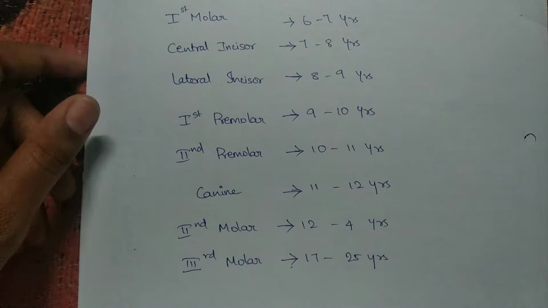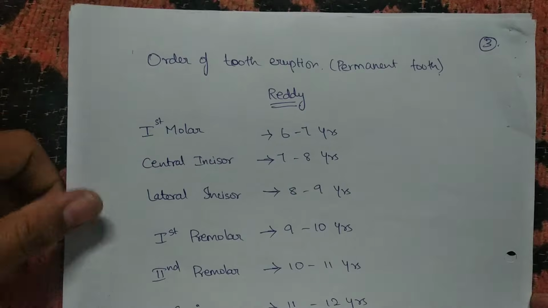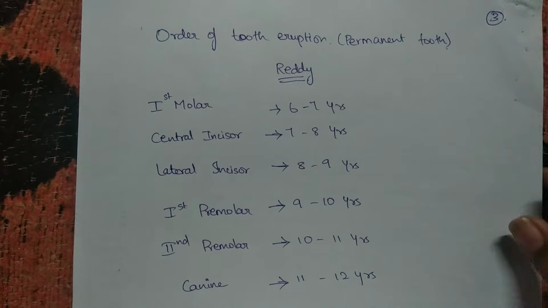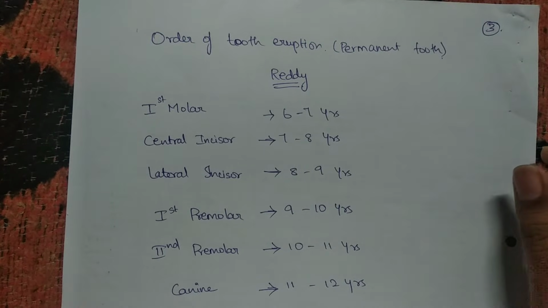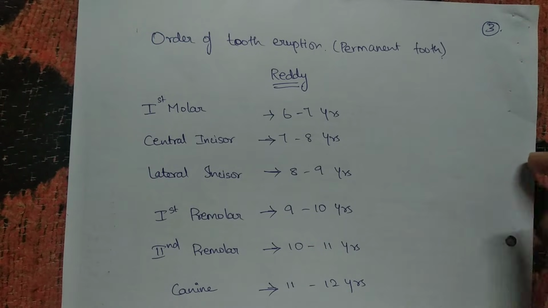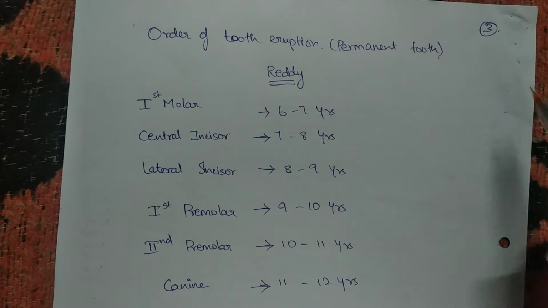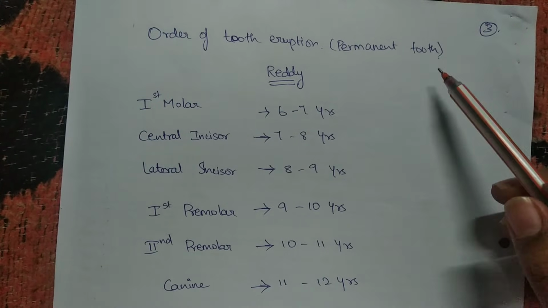Coming to the order of eruption. There is one order for eruption of teeth. It is not like first incisors erupt, then canines, then premolars, then molars. That manner is not so. There is one order of eruption, and this order of eruption is for permanent teeth.